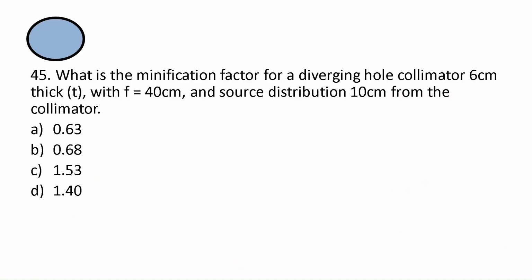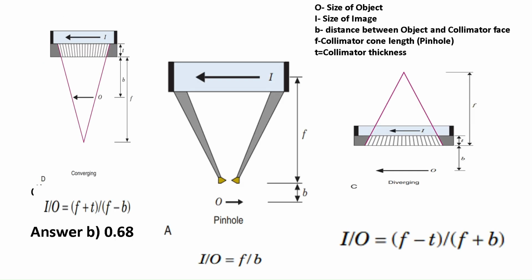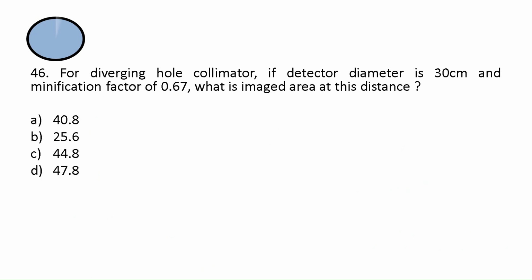So in our question, it was for a diverging hole collimator. So the formula will be basically I by O is equal to F minus T upon F plus B. The values are given in the numerical. By solving, you will get the answer as 0.68. So you need to remember the minification and magnification factors for diverging hole, converging, and pinhole.